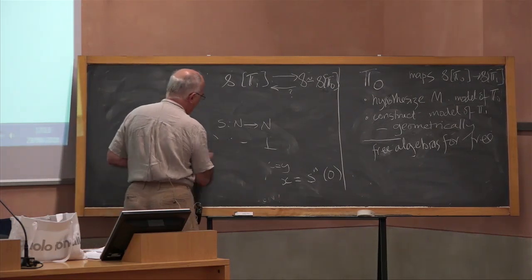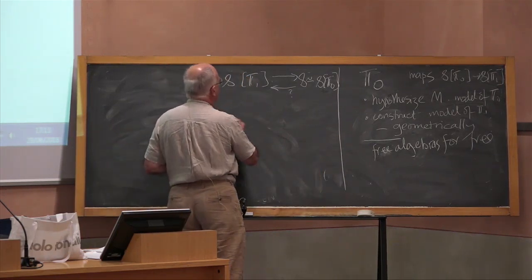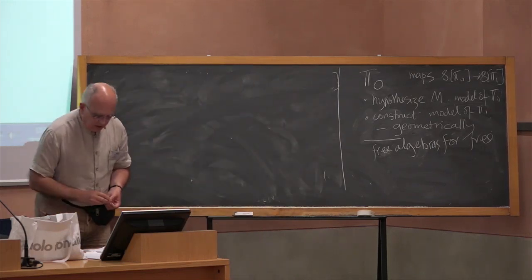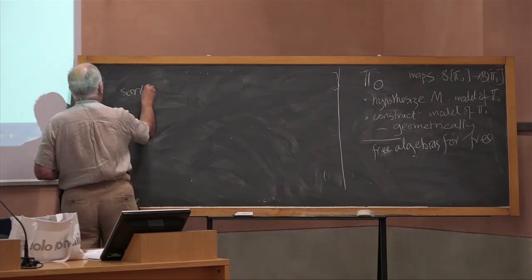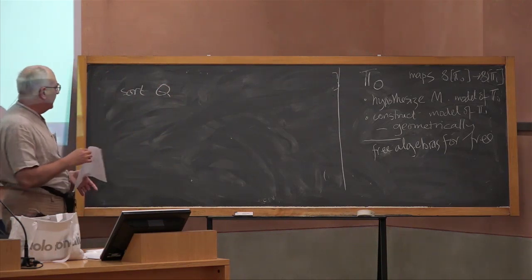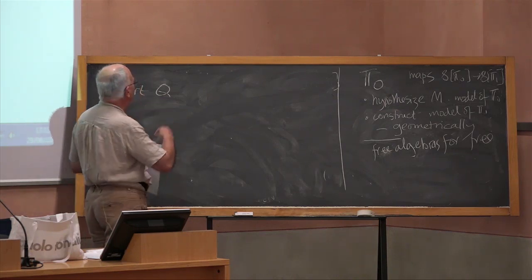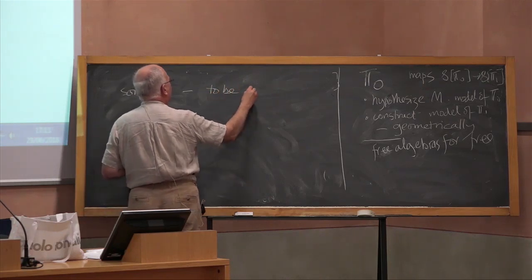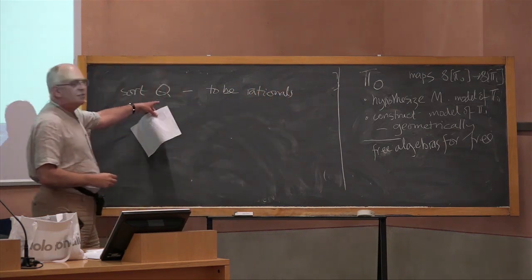So I'll give you an example here, which illustrates the power of it. Let's take a single sort Q. And once you've got the free algebras, it turns out you can make the finite co-limits and things like that. So however you normally construct the rationals, so this sort Q, which is to be the rationals, you can get that for free.